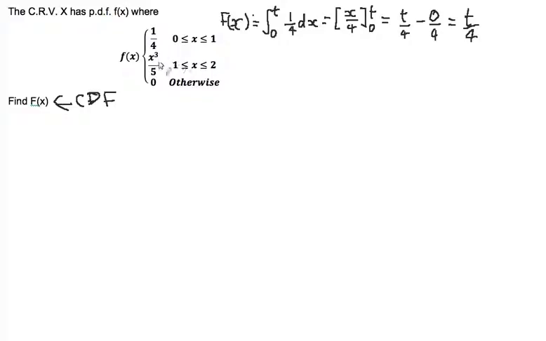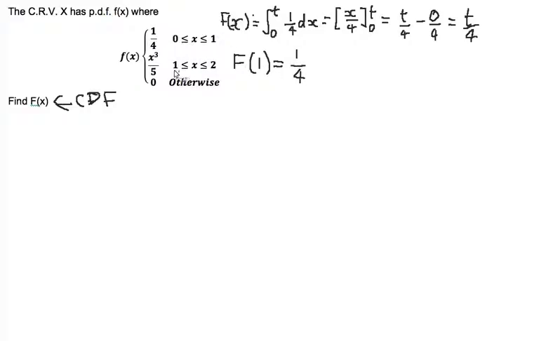Now, when I come to doing the function for x between 1 and 2, I'm going to need to integrate this function here and form an equation, but I also need to take into account all the probability accumulated during this first range. So to do that, we're just going to quickly calculate F of the upper bound, so F of 1. So I'm going to get 1 over 4. So in this first function, we accumulate a total probability of a quarter.